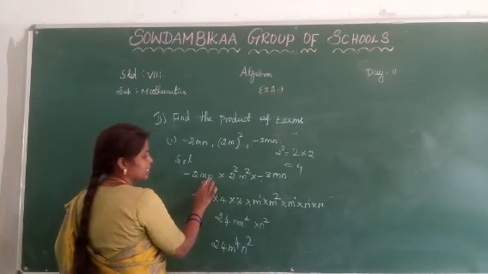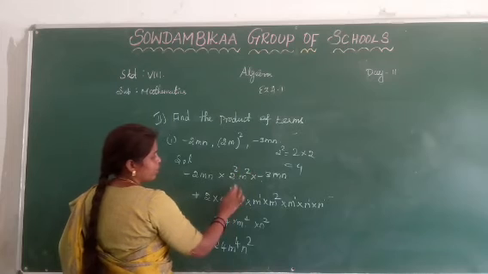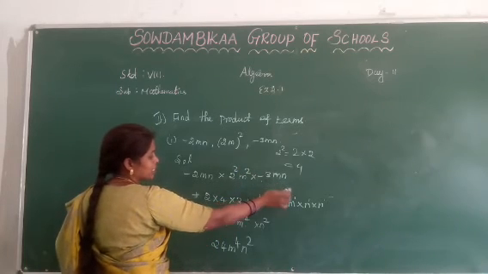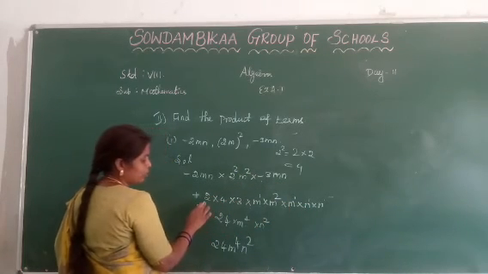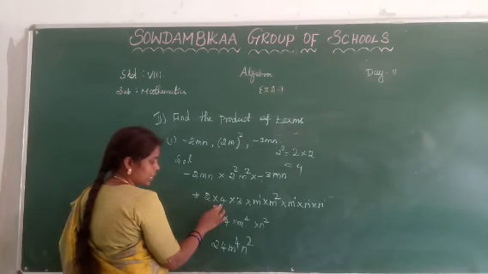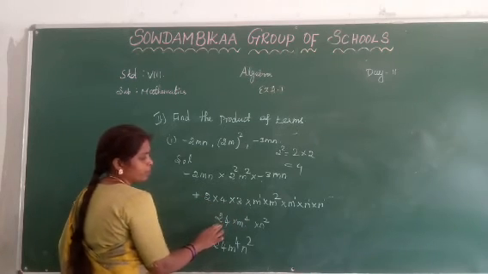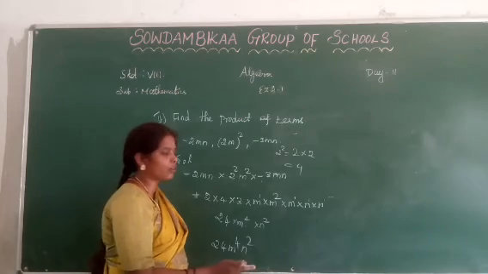Next you multiply this n, n. There is also no power on n, so this is only n. So n into n. So first we multiply the constants. 4 8s are 32, 8 3s are 24.